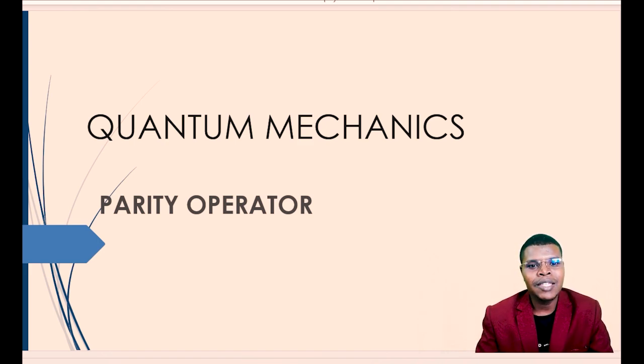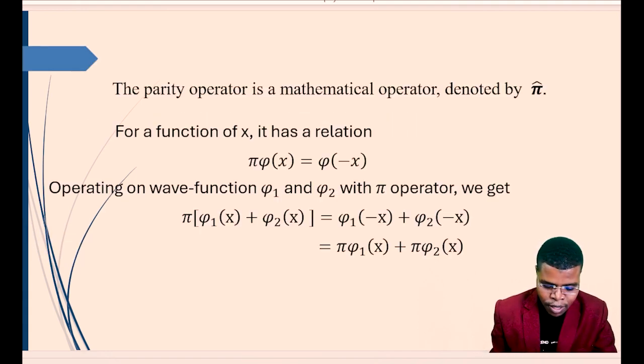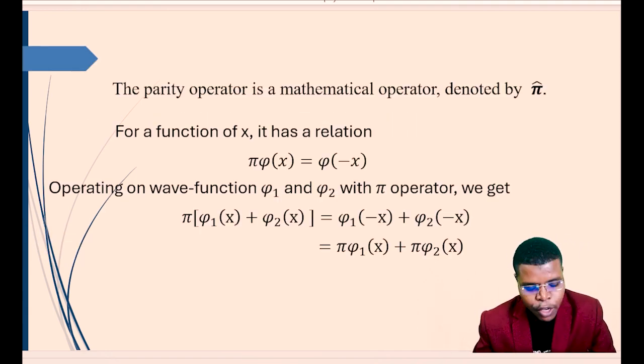Like that operation, we can see a similar operation when we are dealing with mathematical functions, and we call those operations parity operations. So the parity operator is nothing but a mathematical operator, and it is denoted by the symbol Π. For example, if we have a function of x and we apply the parity operator to that function, the sign of the input of that function will change.